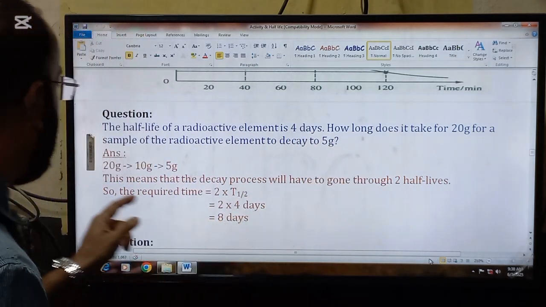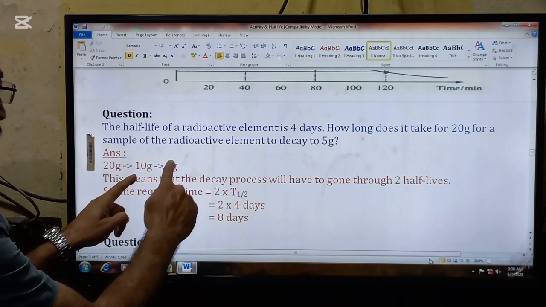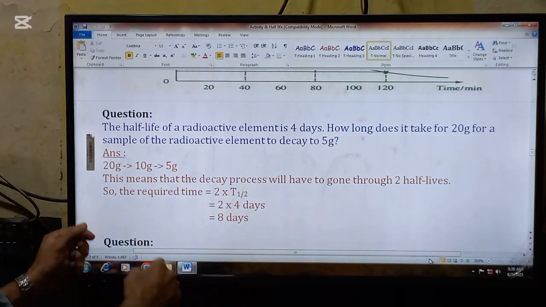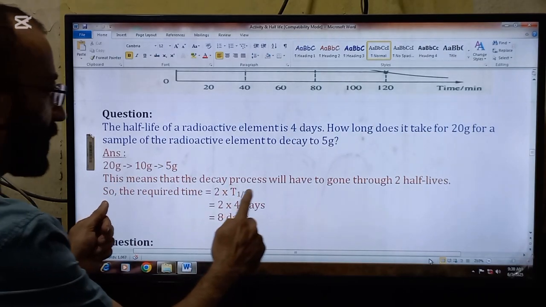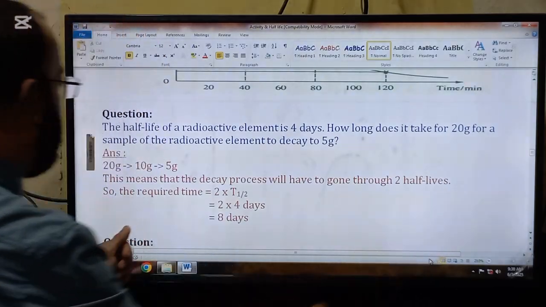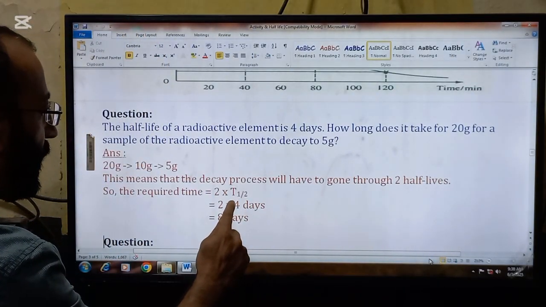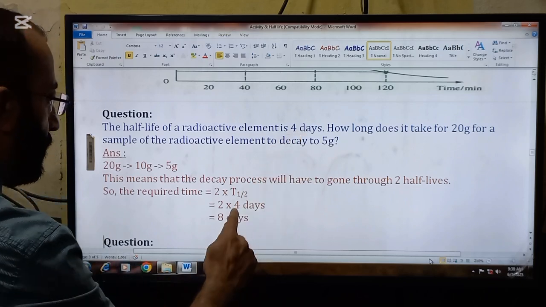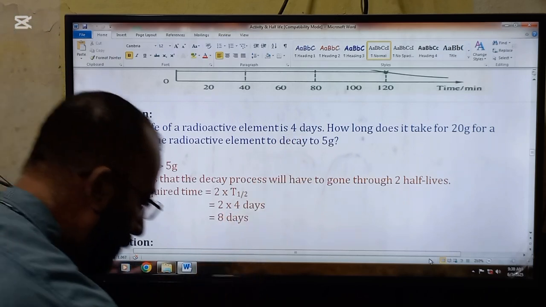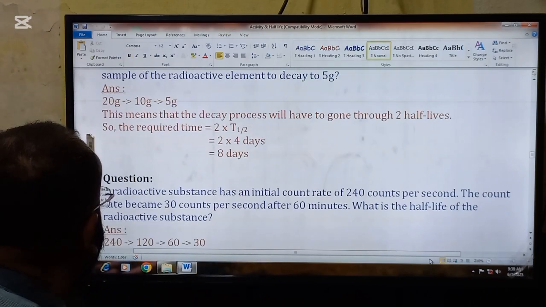So the half-life of the radioactive element is 4 days. How long is required? So this is 4 days, this is 4 days, so it means there are a total of 8 days. So look now, this means that the decay process will have to go on through 2 half-lives. So the required time is 2 times t 1/2, and t 1/2's value is 4 days. So 2 times 4 will be equal to 8 days.